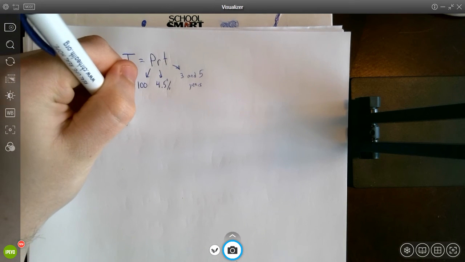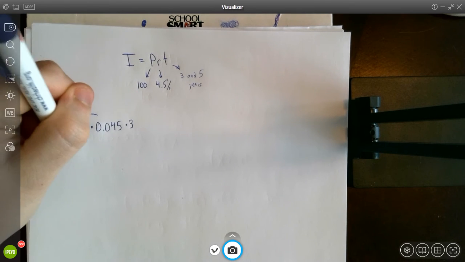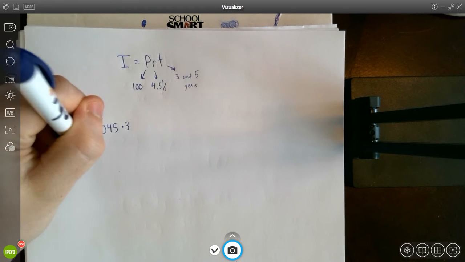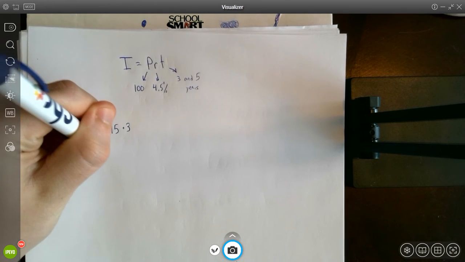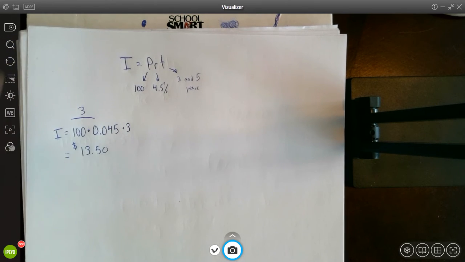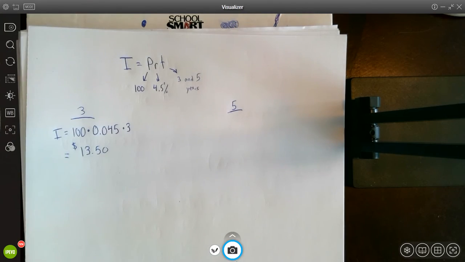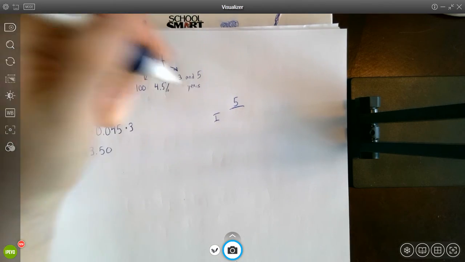And then we're going to multiply that by 3 to figure out how much we earn in a year, or I'm sorry, in 3 years. And so if we type that into a calculator, we are going to get 13.5 or $13.50. Now we can also figure that out for 5 years. You're going to use the same exact equation. You're trying to figure out what your interest is.